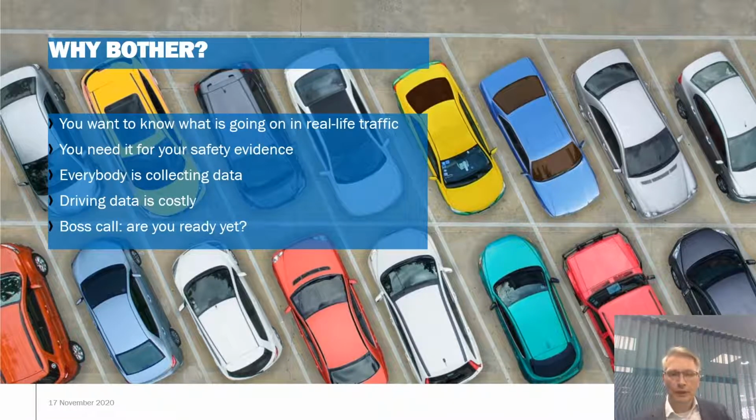There are a lot of companies already running intense data collection campaigns. This raises the question, can't we in some way get more information from this together? It's also a very costly thing. So in these times, your boss might say, aren't you ready yet? The simple answer is no, but then you want some reasons why you need to continue.